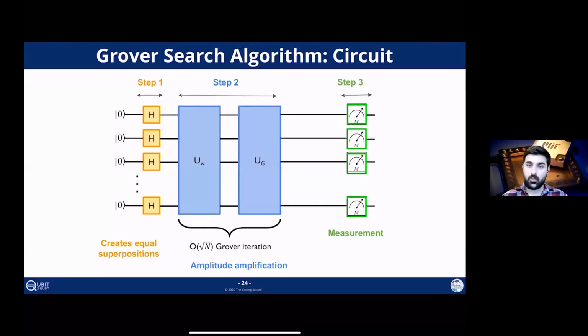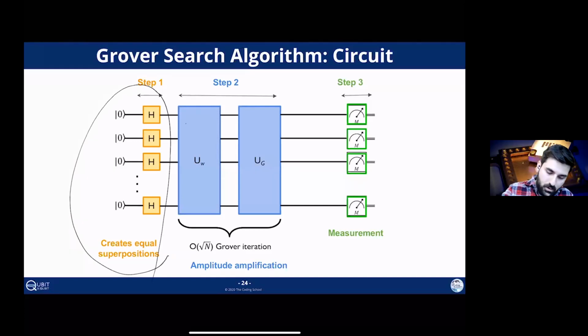The circuit for Grover's algorithm looks something like this. Step one is where we put everything in an equal superposition, just by applying Hadamards to every single qubit that we have. That creates an equal superposition of all possible states. Then step two involves applying two different unitary operations, which we will describe: this oracle operation, which we will visit, and then an operation that essentially reverts everything with respect to the mean.